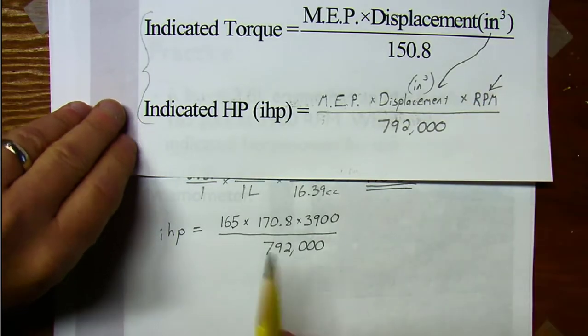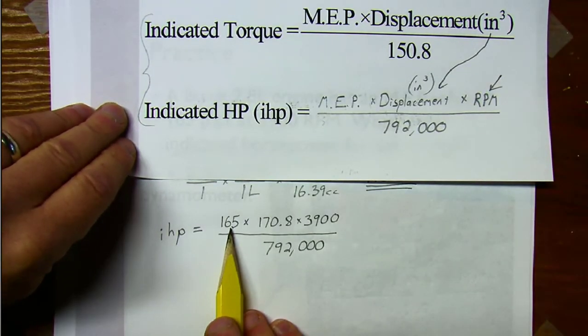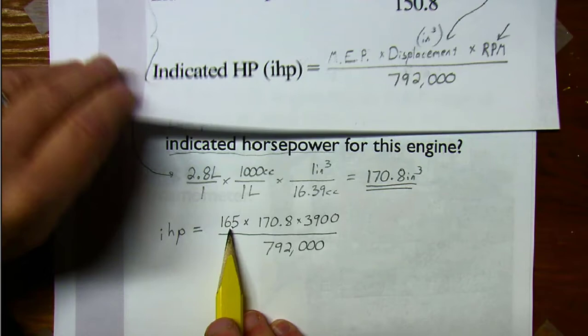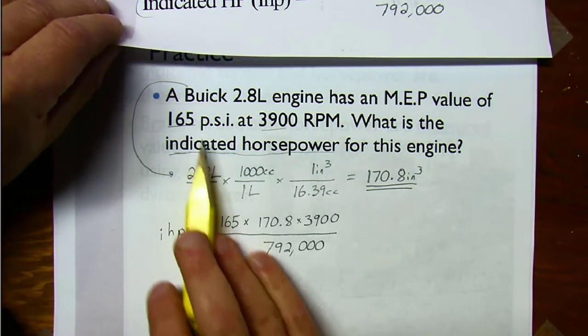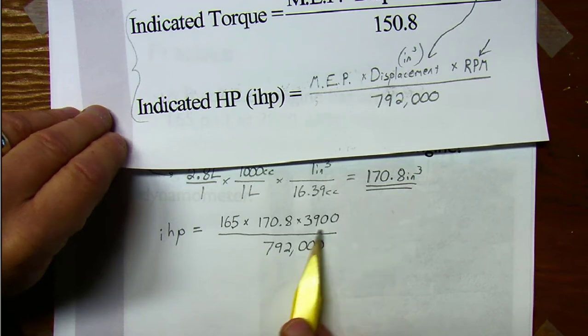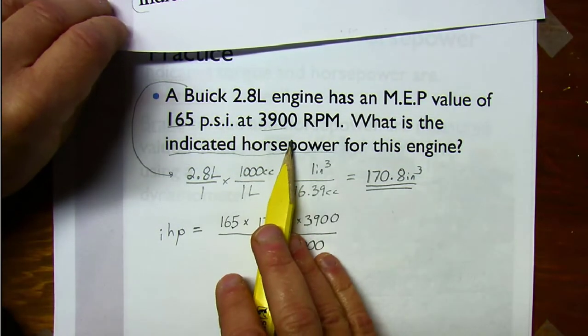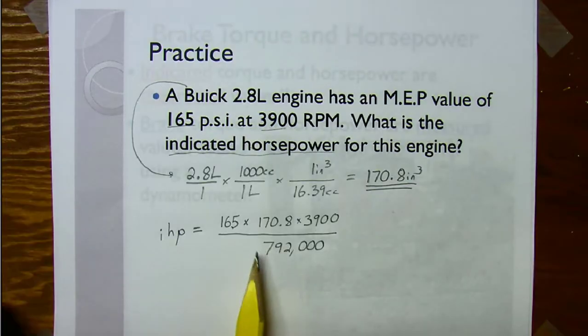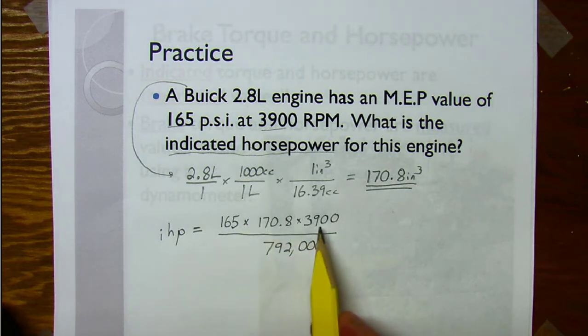In our case, that's 165 psi. That was given to us, times 170.8, that's the displacement that we found, times our RPM of 3,900, that was given to us, divided by 792,000. Now, when you try typing this into your calculator, you could get an error message. This top number gets so big that it exceeds the memory on some calculators.